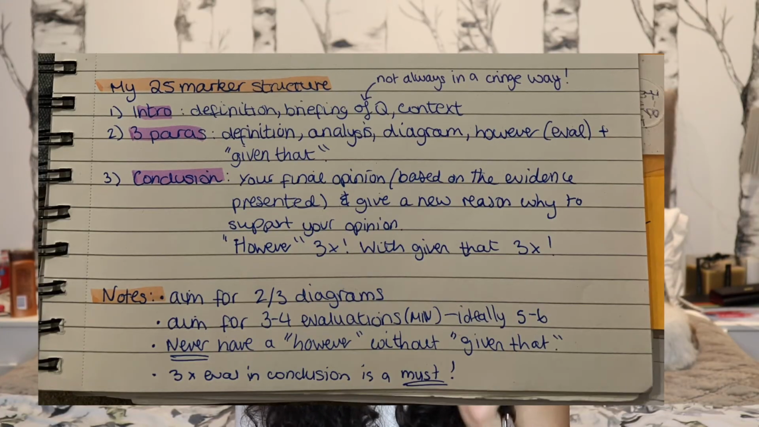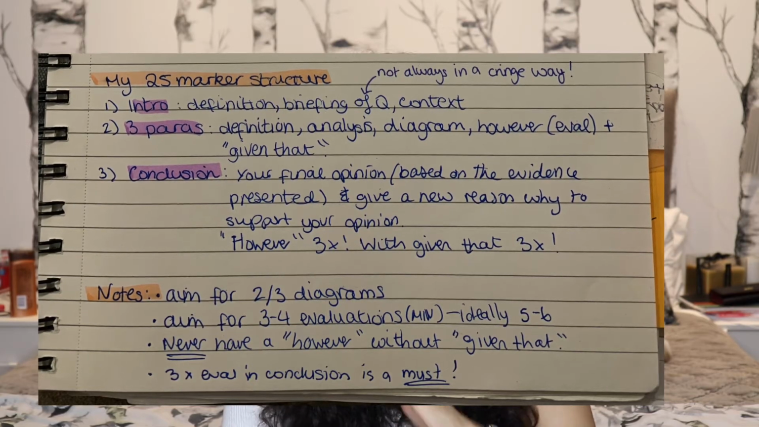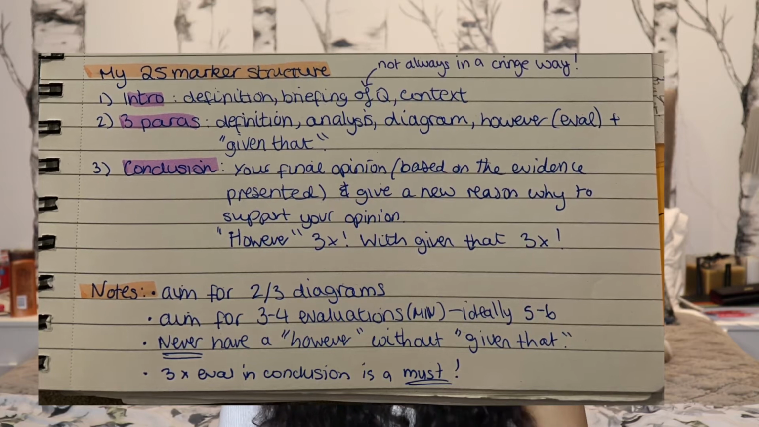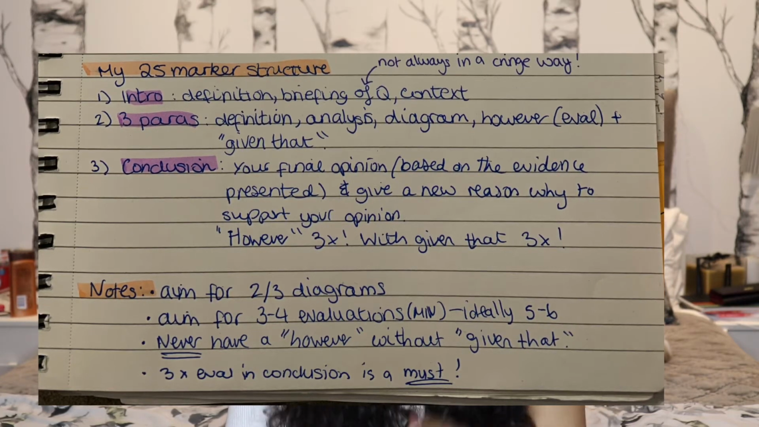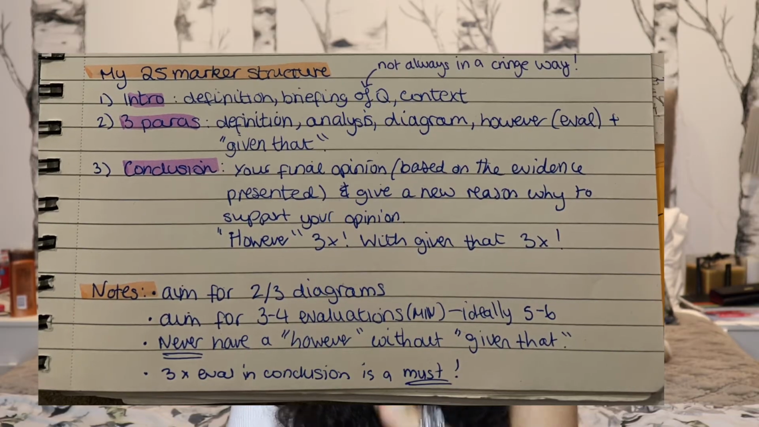Now we've gone through the structure, I'm going to give you some rules that you have to follow. Firstly, aim for 2 to 3 diagrams at the minimum. Secondly, I've written here aim for 3 to 4, but ignore that. You want to aim for 5 to 6 evaluation points at the minimum. 3 in your 3 points and then 2 to 3 in your evaluation, ideally 6. Never have an evaluation point without a given that. Okay, they go hand in hand. You cannot have one without the other.